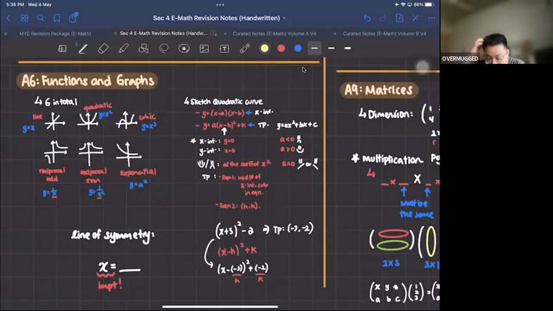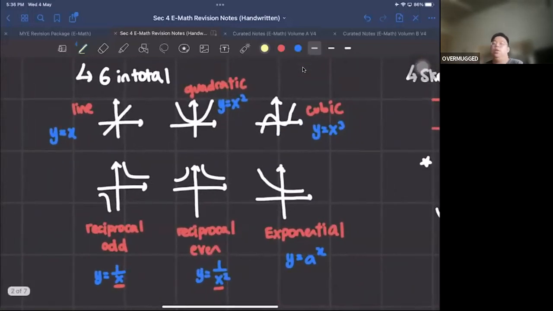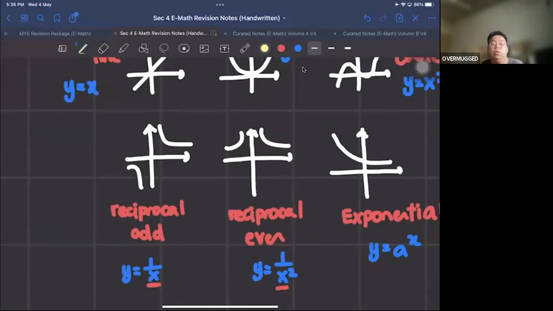Thank you. So functions and graph. This chapter, not difficult, okay? We need to remember the 6 total graphs that are possible to be sketched: line, quadratic, cubic, reciprocal odd, reciprocal even, and exponential. So just now when someone asked me what's the difference between k over x and k over x squared, if you look at your 2 graphs, the positive side is always like that.